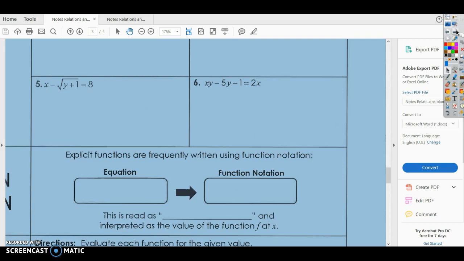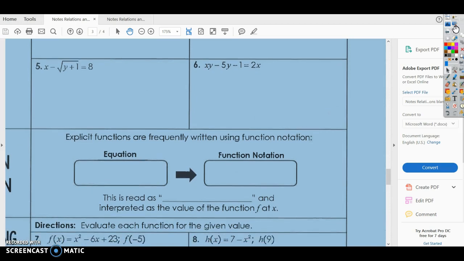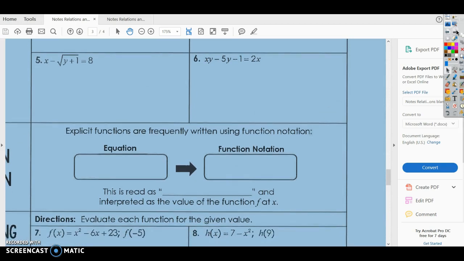5 and 6 look kind of similar. So actually, let's look at number 6, because you have 2 y's and you're trying to solve for y. So when you're solving for y and you have 2 different y values, you're going to treat that a little bit differently. So since I have y's in both of these expressions, I need to move the 1 to the other side. So we're going to have x times y minus 5y is equal to 2x plus 1.